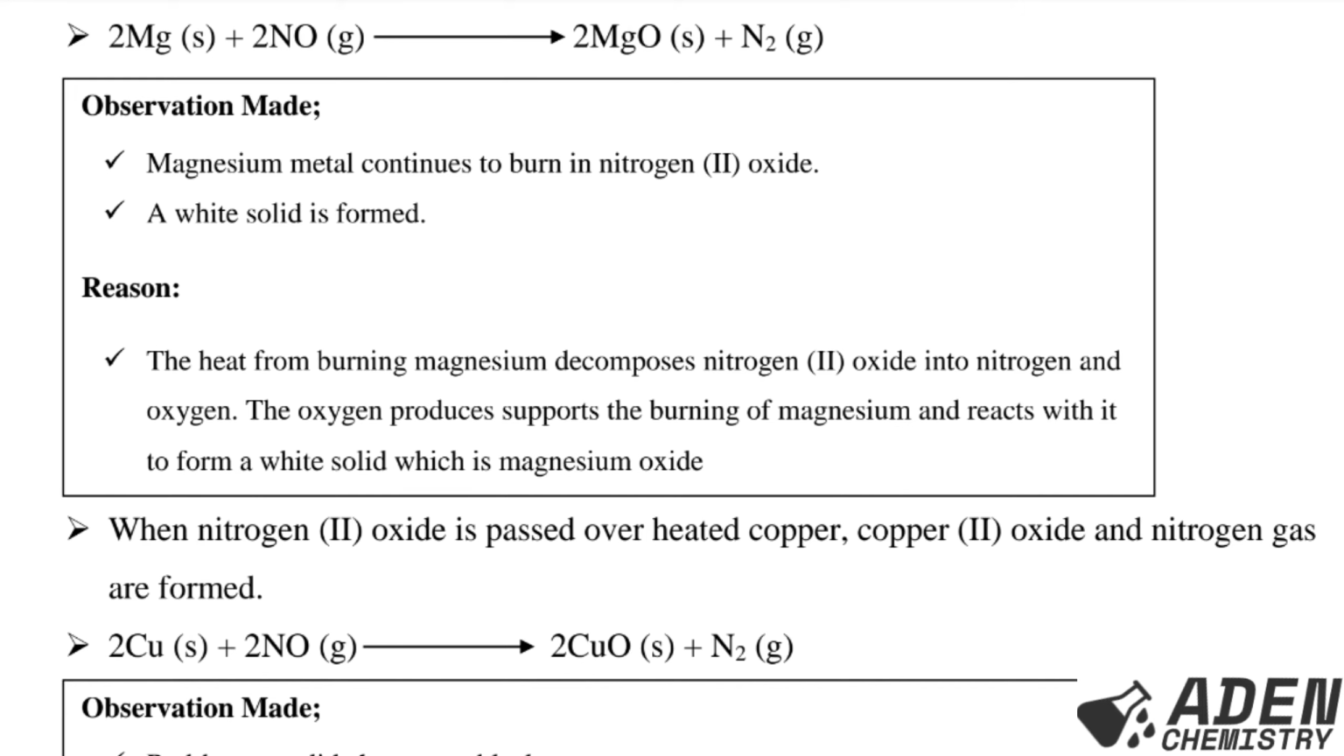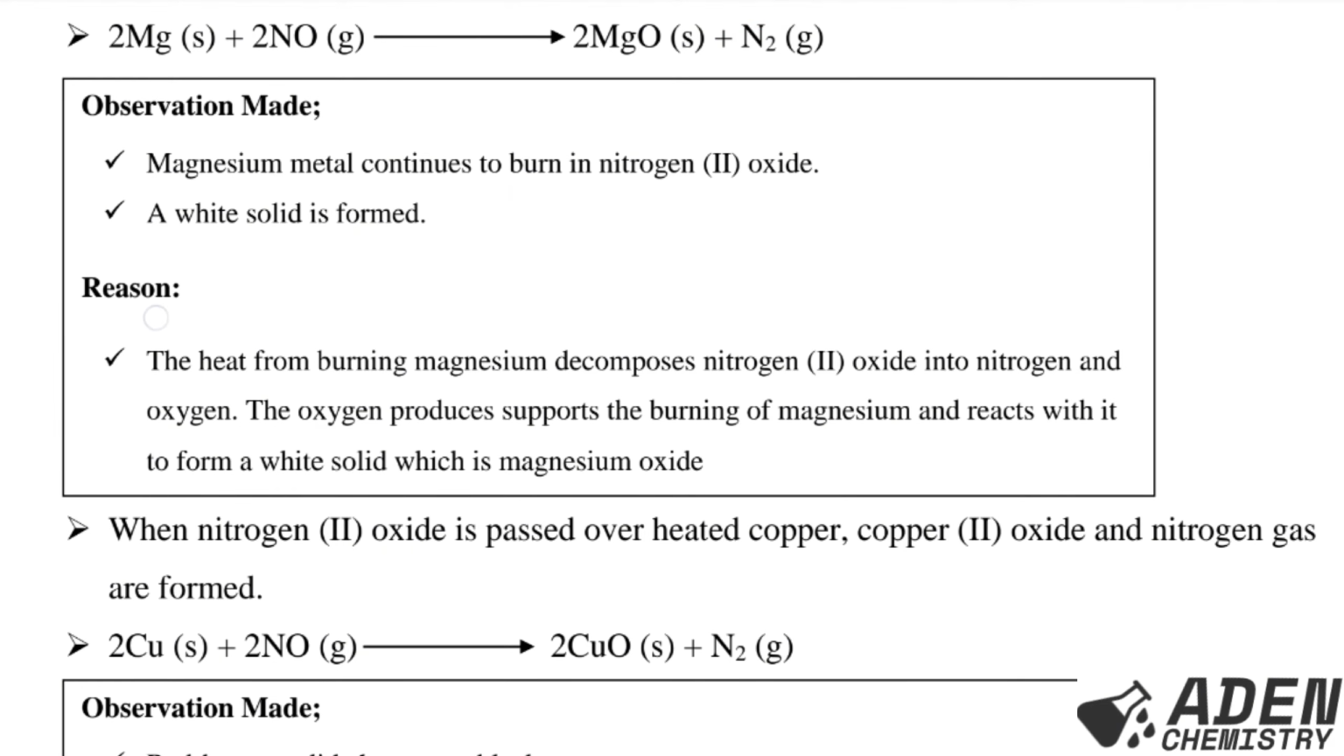Next, let's see the observations made. Magnesium metal continues to burn in nitrogen(II) oxide. A white solid is formed. Then number 3, a colorless gas, which is nitrogen gas, is formed.